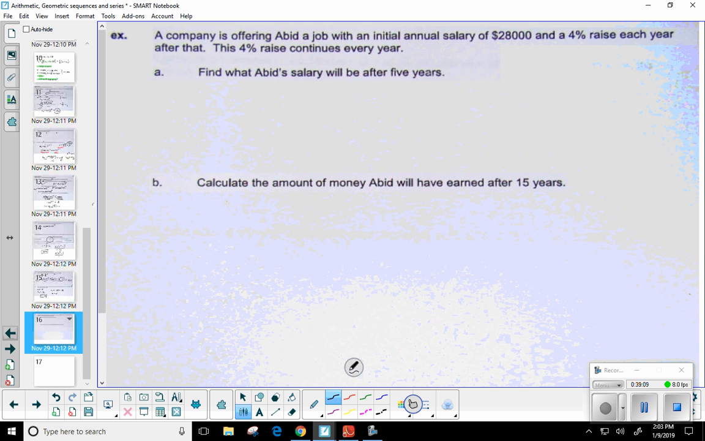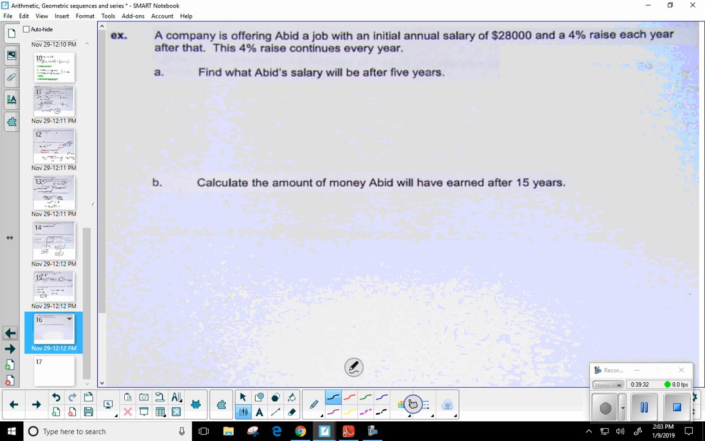So a company is offering a job with an initial annual salary of $28,000 and a 4% raise each year after that. This 4% raise continues every year. What's the salary going to be after 5 years? Now, you have to be careful about this one. Is it a summation?